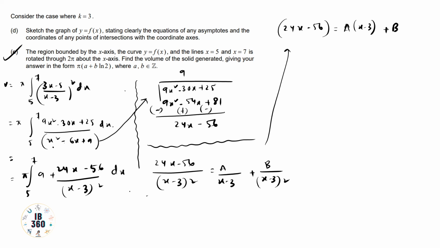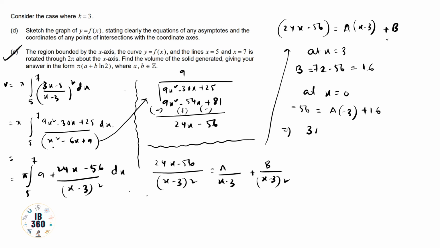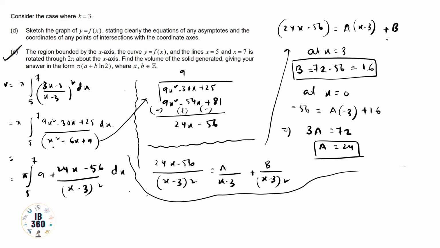So first, at x equals 3, we have the value of b, so b will be 72 minus 56 equals 16. At x equals 0, we have minus 56 equals a into minus 3 plus 16, so we have 3a equals 72, so a will be 24. So the value of a is 24 and the value of b is 16.